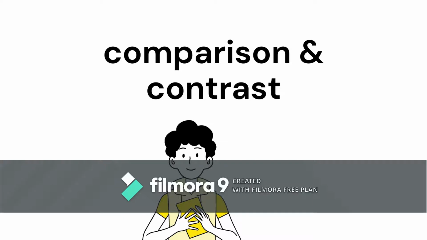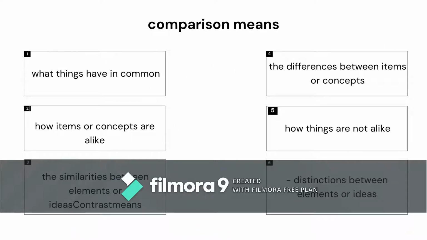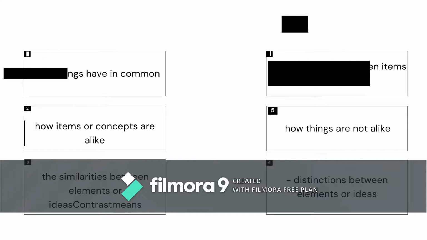Next, comparison and contrast. Comparison means what things have in common, how items or concepts are alike, the similarities between elements or ideas. Contrast means the differences between items or concepts, how things are not alike, distinctions between elements or ideas.